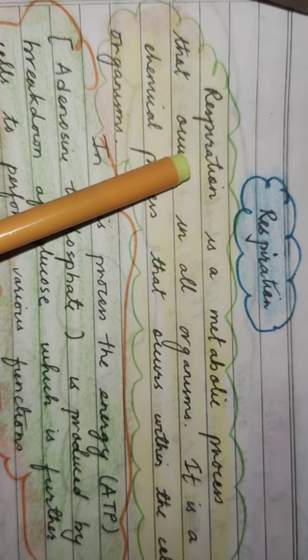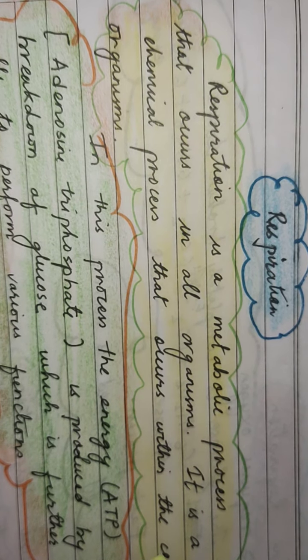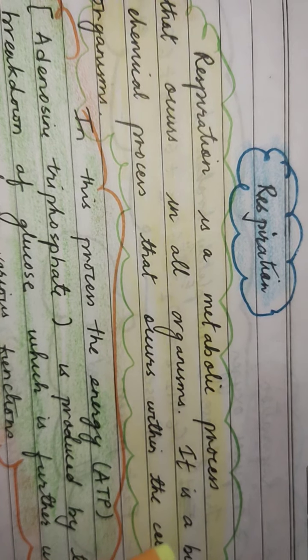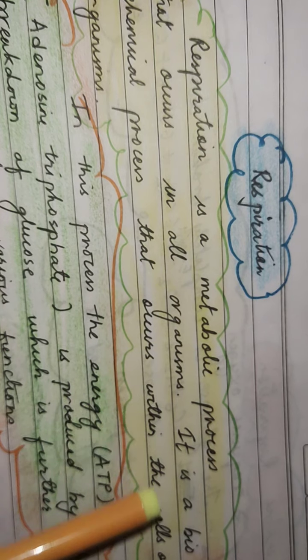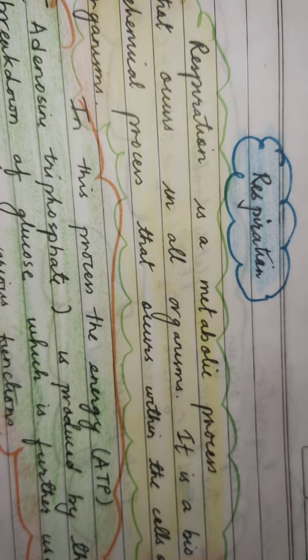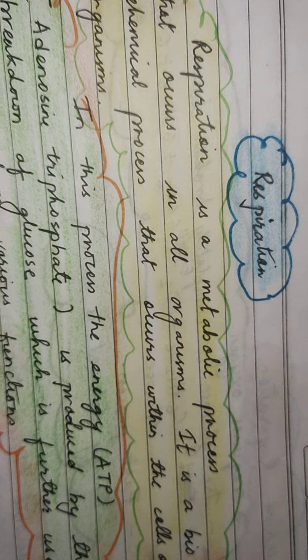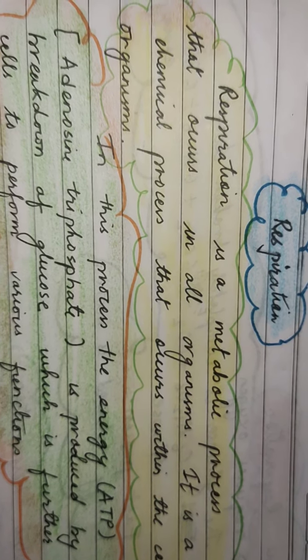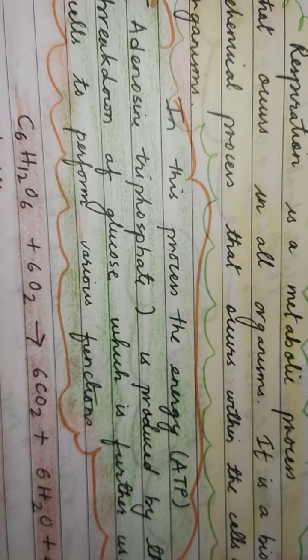So respiration is a metabolic process that occurs in all organisms. It is a biochemical process that occurs within the cells of organisms. So it is a metabolic as well as biochemical process that occurs within the organisms. Now let us understand what is respiration. Now what happens in this process?